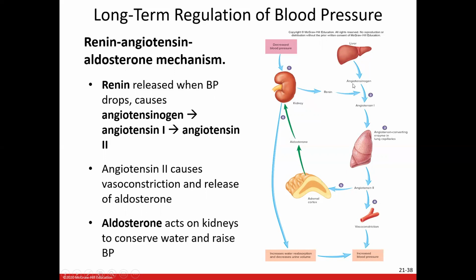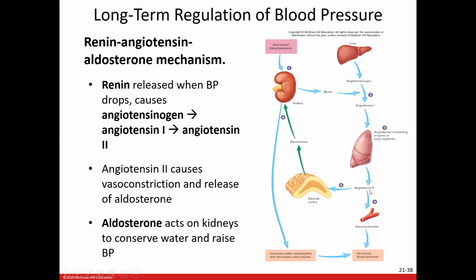When the renin interacts with the angiotensinogen, that converts angiotensinogen to angiotensin 1. Angiotensin 1 then goes into the lung capillaries and with a special enzyme gets converted to angiotensin 2. Angiotensin 2 is the actual major player in this mechanism. So angiotensin 2 is going to do 2 things. It's going to go to the blood vessels and cause vasoconstriction, which is ultimately going to increase blood pressure.